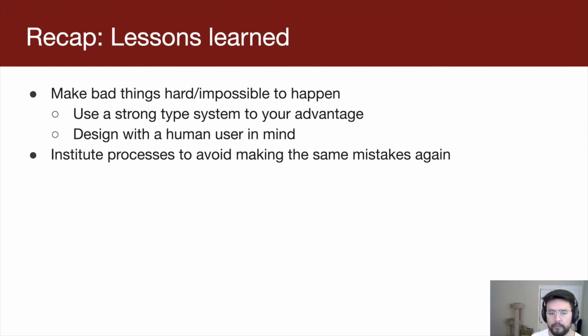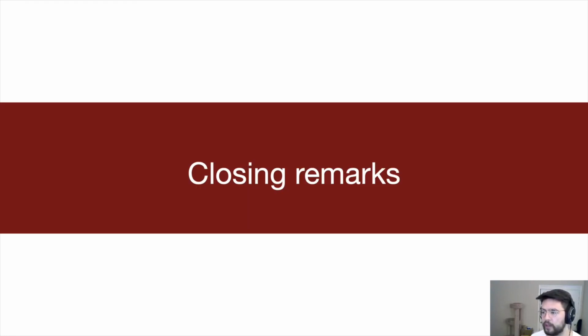So just to recap, three lessons for you, or two or four, depending on how you count. Use a strong type system to your advantage. Design for the human just as much as you're designing for the system underneath you, and make sure you look at process improvements, not just the code.